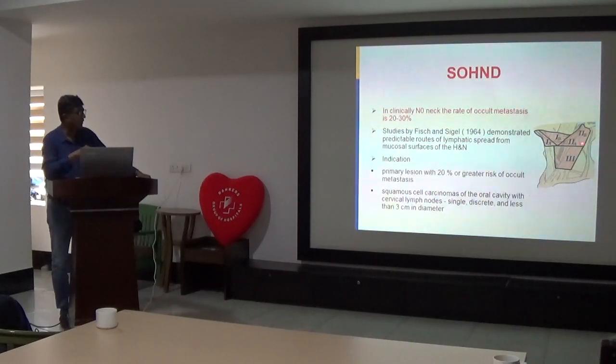So this is supraomohyoid neck dissection. You remove levels 1, 2 and 3, and it is mainly indicated when the risk of occult metastasis is around 20 to 30%, when the neck is N0, that is, clinically and radiologically there is no positive neck node.